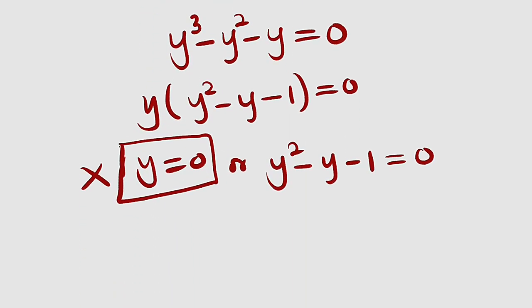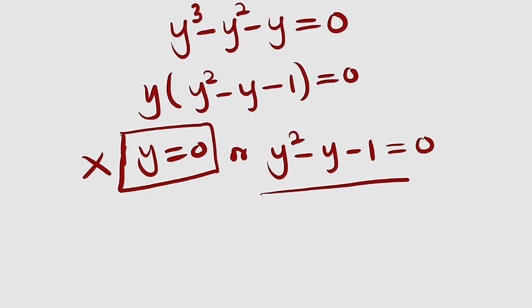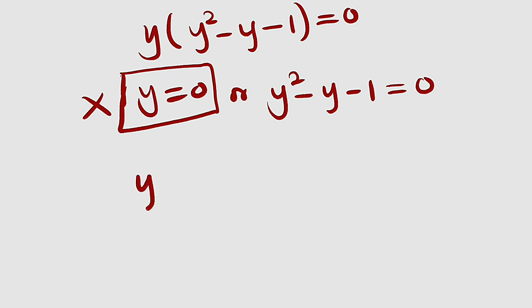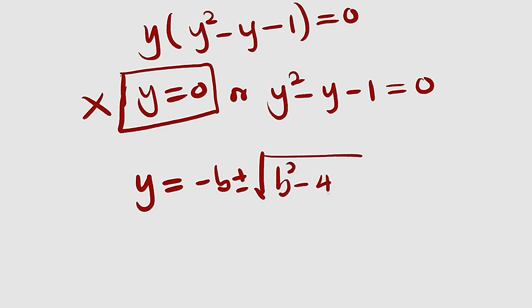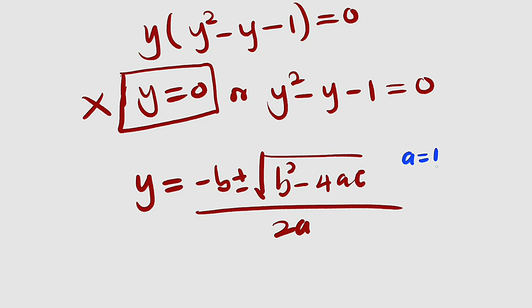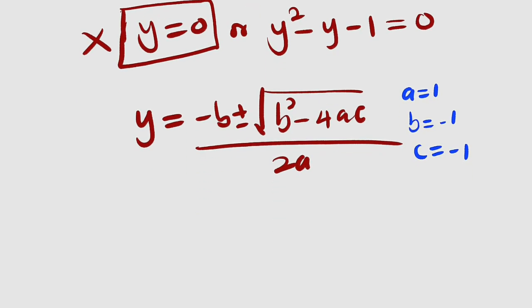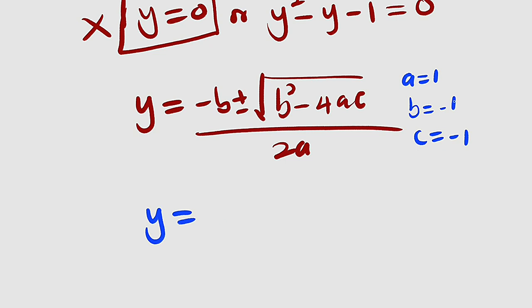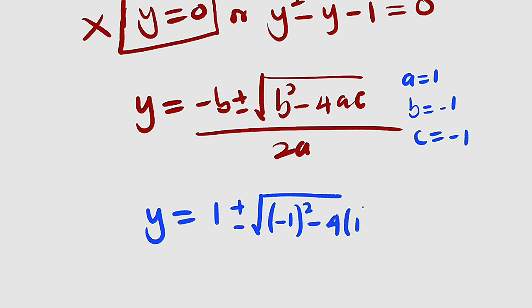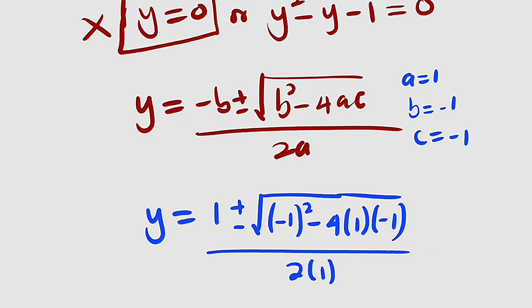Well, let's concentrate on the quadratic equation. We cannot factorize it, but we can solve it using the formula. So y will be equal to minus b plus or minus the square root of b squared minus 4ac, divided by 2a. A is what? A is equal to 1, b is equal to negative 1, and c is equal to negative 1. So let's substitute. Y is now equal to minus b, but b is already negative, so it becomes positive 1, plus or minus the square root of b squared, negative 1 all squared, minus 4 times a times c, divided by 2 times a, which is 2 times 1.